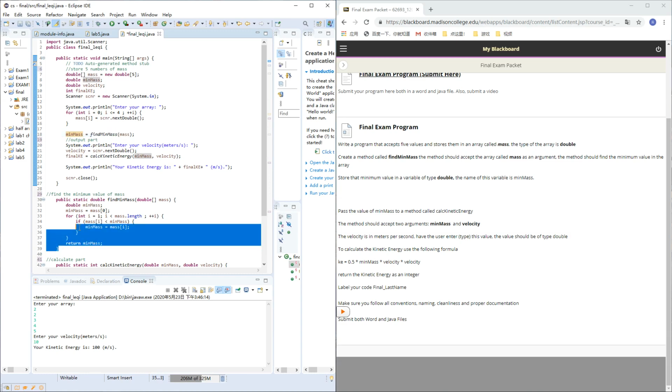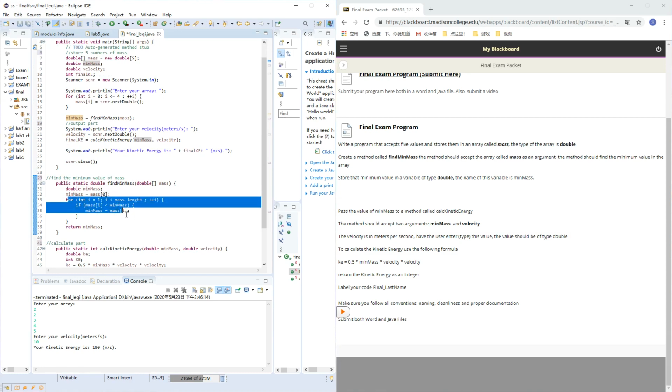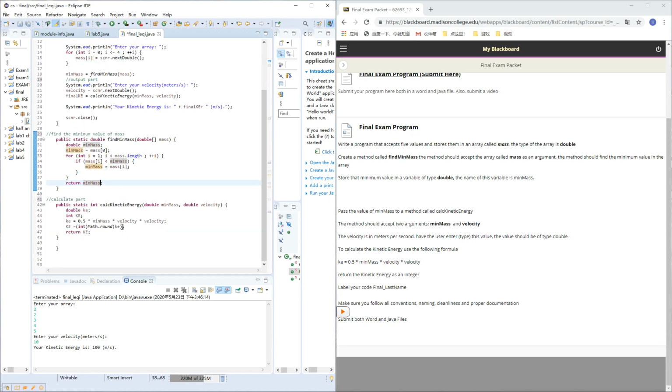It's right here, so let's just jump to here first. We have a double called minimum mass, and we use a for loop to find the minimum mass. We use integer i equals 1, and if this number is less than that mass, then we keep doing that so we can find the minimum mass. Then we return minimum mass so we can find it out. And so now we have the minimum mass.